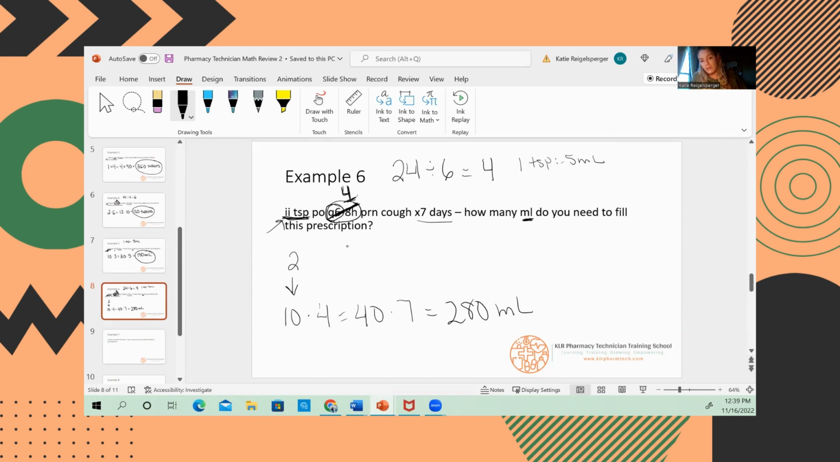I typed mine in and I accidentally typed 4 times 7. If I wasn't paying attention, I might have used that on my national exam. So do not get mixed up by those types of things. I did a double take and thought there's no way 40 times 7 is 28. Make sure you're watching and putting those correctly into your calculator. 280 milliliters needed to fill this prescription.